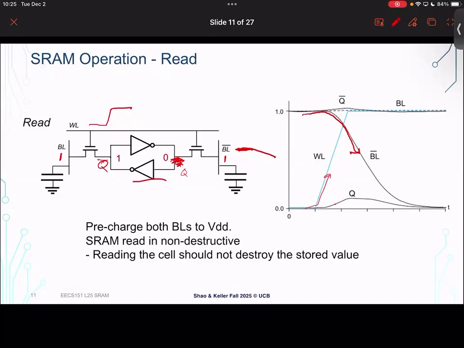Right, you see there's contention where Q rises a little bit. It's trying to be pulled up by the feedback. And so we need to make sure that the cells are sized in order to win the fight and keep the cell with its current value.